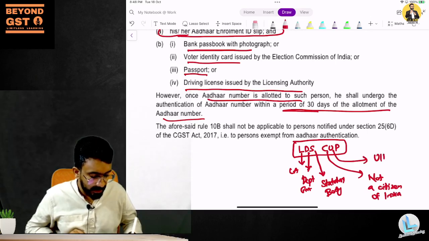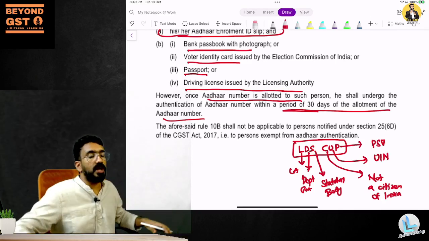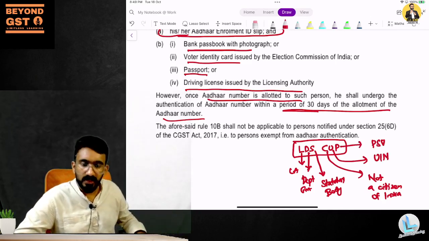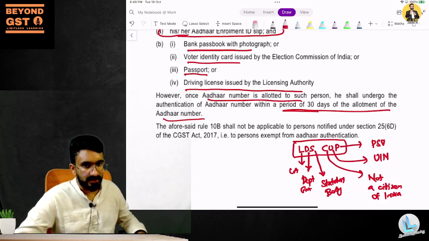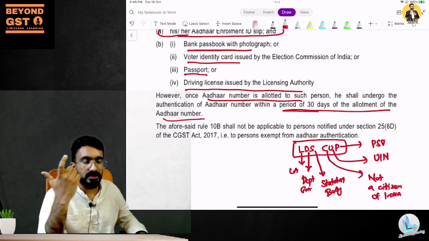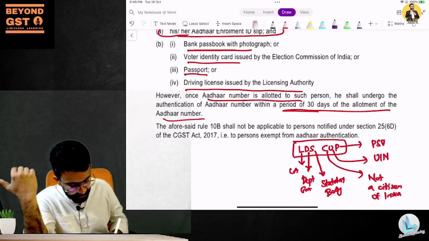Person holding UIN, public sector undertaking. These people need not go through Aadhar authentication. Those people are exempted from Aadhar authentication even if they already have a registration. Again, I'll repeat, LDS Cup need not go through Aadhar authentication. These many people.